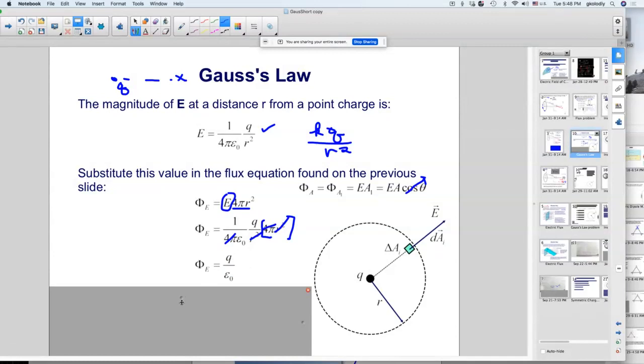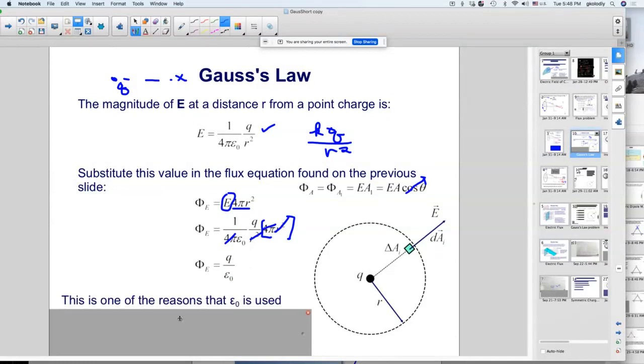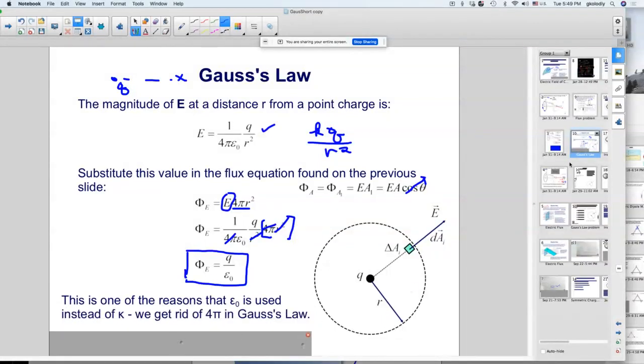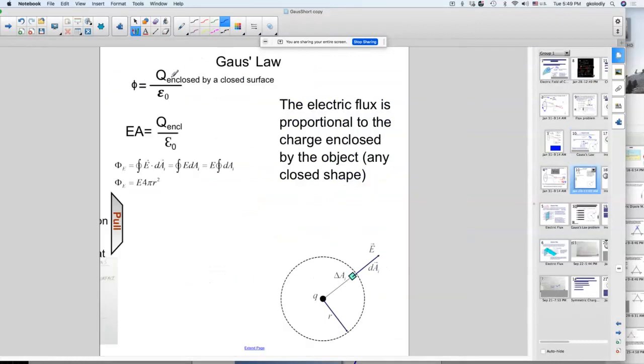Now this is generally true. But this is one of the reasons that epsilon naught is used over here instead of k, because of this, the 4 pi's cancel off. And the flux through a surface like this is Q over epsilon naught. It turns out that this equation, what I just did, I'll tell you on the next slide what it is. It's good for any surface under certain conditions: the flux through any surface is equal to the charge inside the surface divided by epsilon naught.